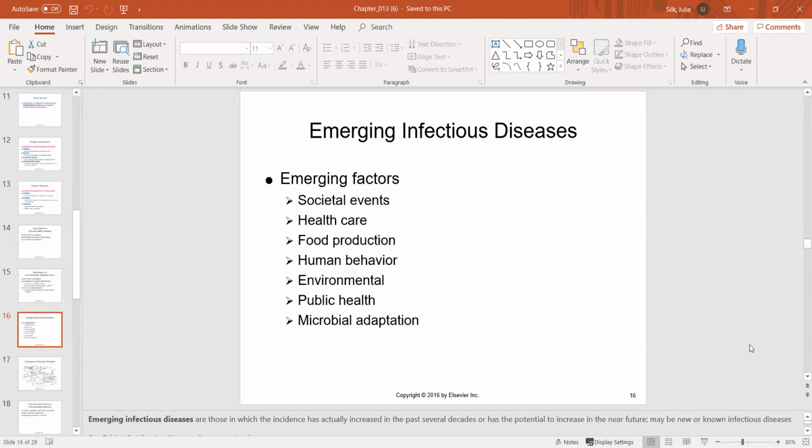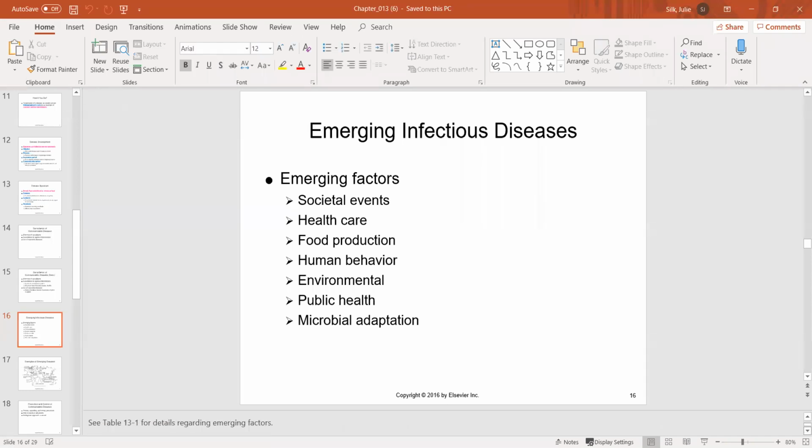Okay, so emerging infectious diseases are those in which the incidence has actually increased in the past several decades or has the potential to increase in the near future. It may be new or known infectious diseases. So here are some emerging factors that might affect that. It could be a societal event, healthcare, food production, human behavior, environmental things, public health, or even microbial adaptation.